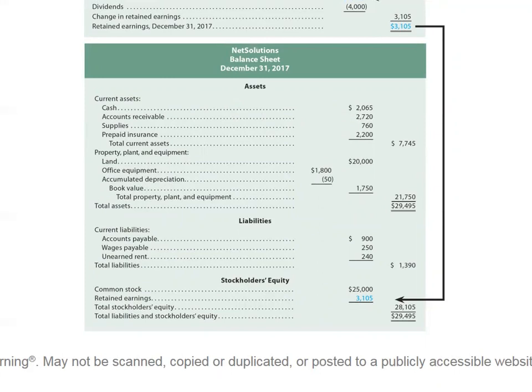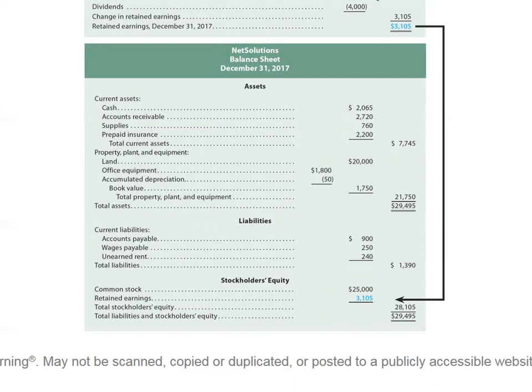So the only thing different on our statements in this chapter is you'll notice they've broken down assets by current and property, plant, and equipment. Property, plant, and equipment is like what we talked about in chapter 3 with depreciation. Those are your fixed assets or your long-term assets. So that's anything you keep in the business more than a year. Buildings, equipment, land, stuff like that. So they've just broken it down, okay?